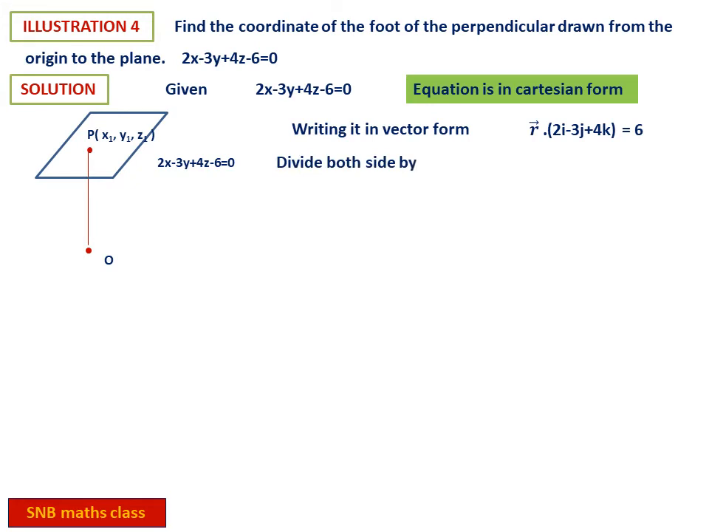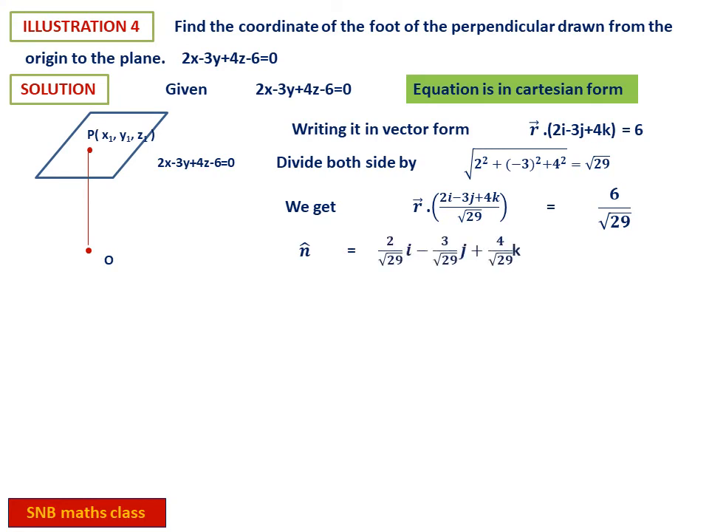So now, what we have to do? We have to find the unit normal. Therefore, divide by the square root of 2 square plus (minus 3) square plus 4 square, which is equal to root 29. This is actually the same question asked in illustration 3. So r dot (2i minus 3j plus 4k) divided by square root of 29 equals 6 by root 29. Therefore, unit normal is 2 by square root of 29 i minus 3 by square root of 29 j plus 4 by square root of 29 k. This is unit normal, so this is n.